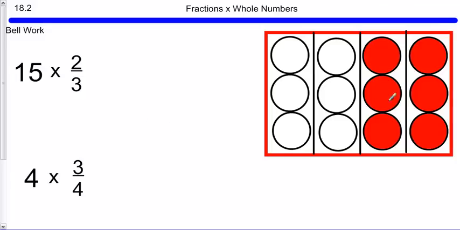Here's your bell work for tomorrow. Okay, we've got 2 whole numbers times fractions and 1 diagram. So good luck, have a good night's sleep, and we'll see you tomorrow.